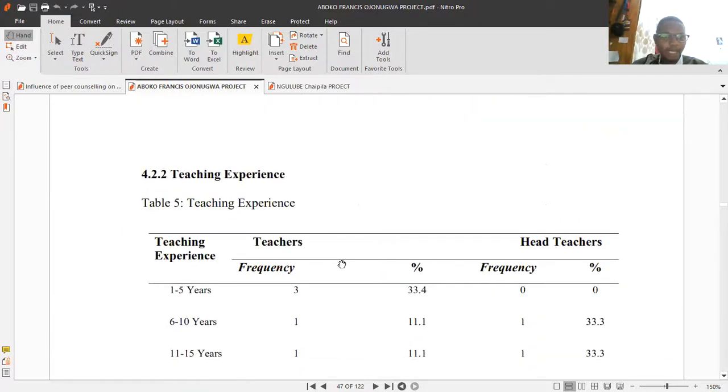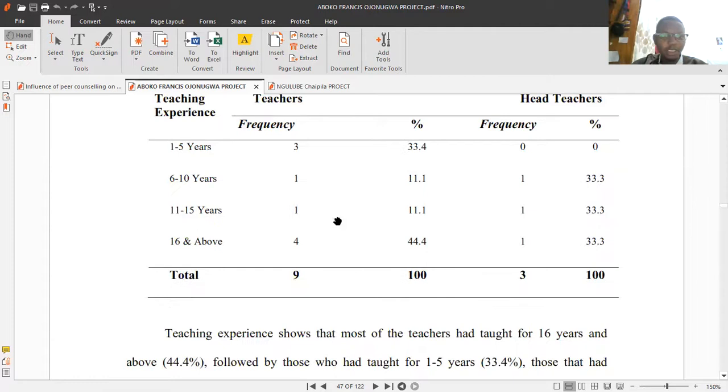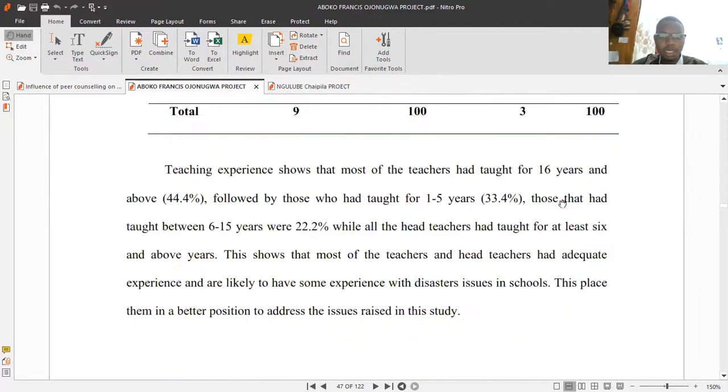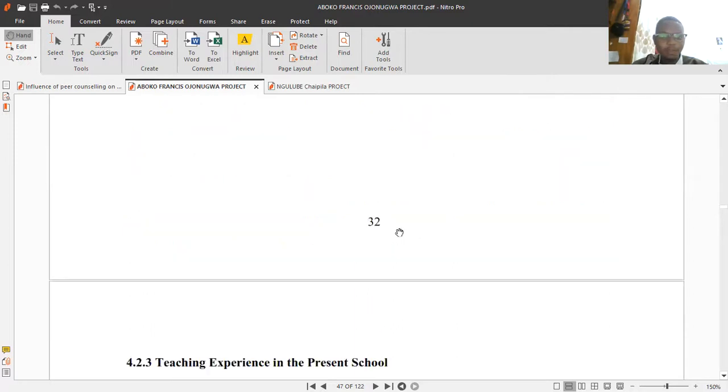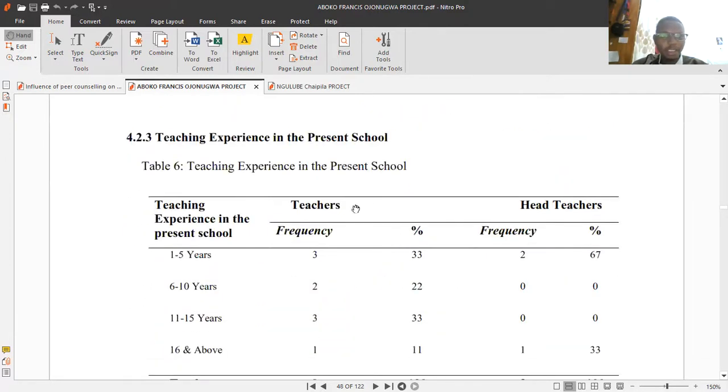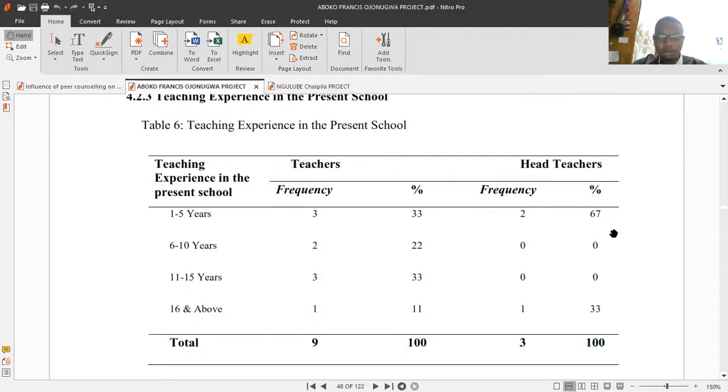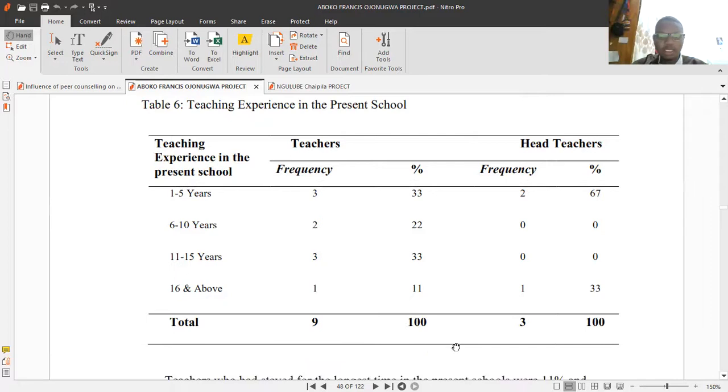And then we have also teaching experience, and then you put them here, and then you have the analysis down here. Yeah, and then teaching experience also, put them here for both teachers and the head teachers.